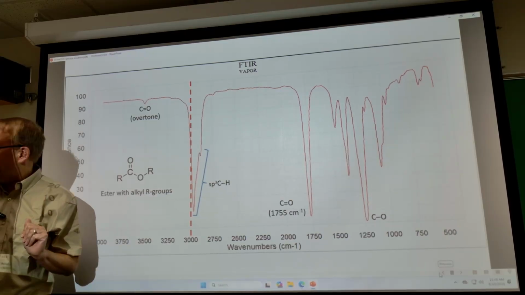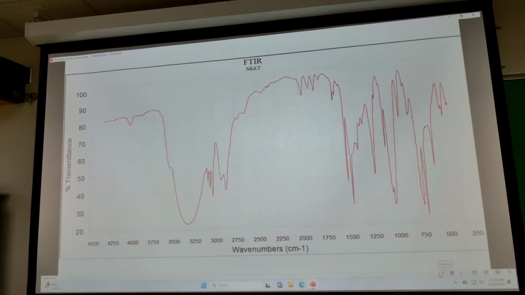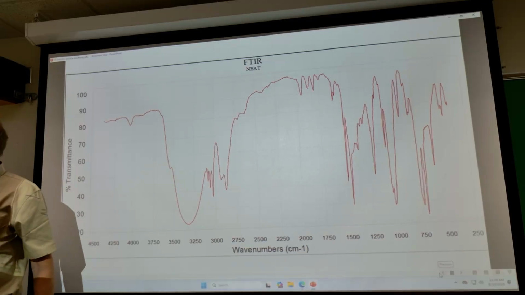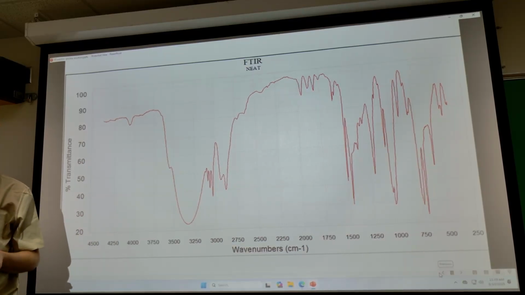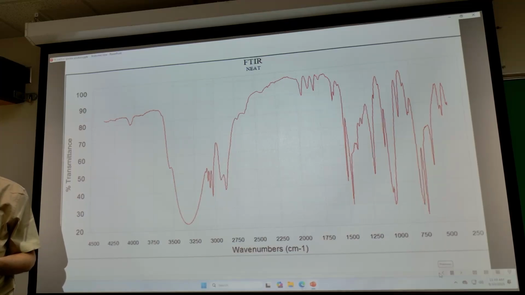One last example. All right, this one's kind of busy. By the way, these are all real spectra. I got these out of a database where somebody actually did the experiment and collected the data and published it in a database.